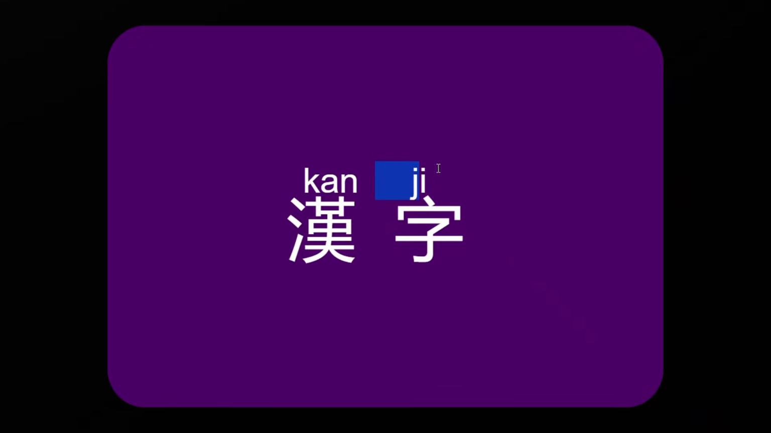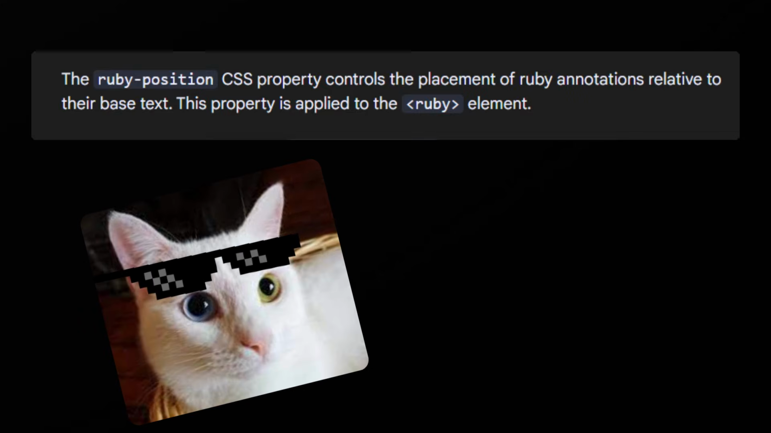In this video, let's talk about a common problem you might face when working with Ruby annotations. You know those small texts we add above or below words, like pronunciations or guides. Sometimes they overlap, sometimes they sit in the wrong place, and the whole text looks messy. That's where CSS Ruby position comes in.